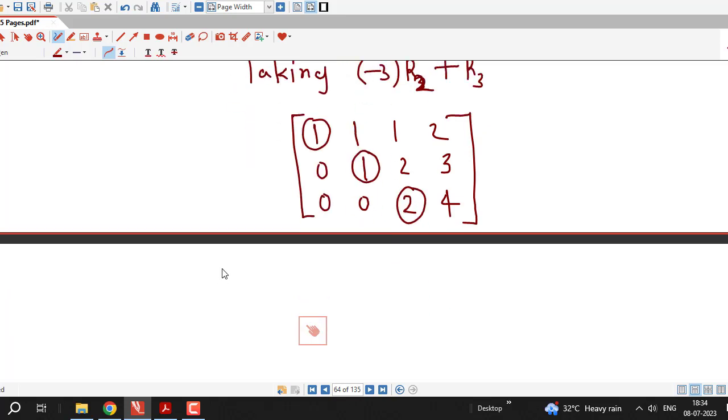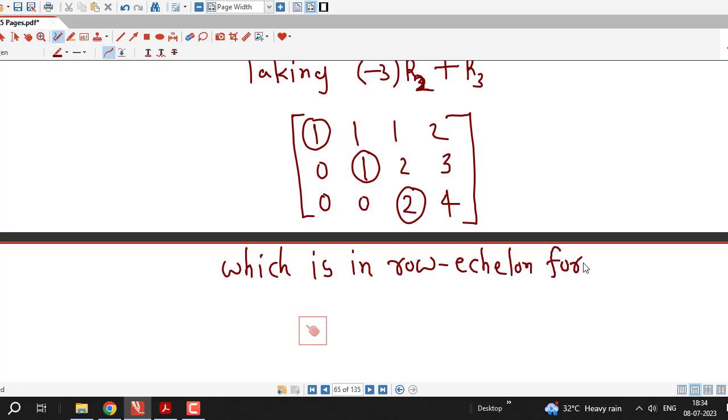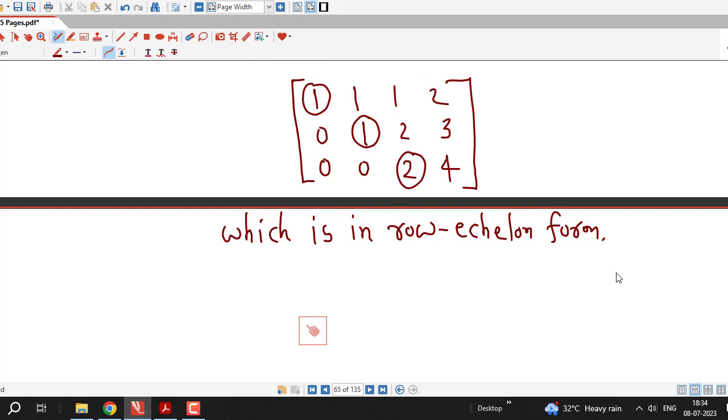If you are not familiar with row echelon form, you can watch my lecture on row echelon form, and I have also uploaded lectures on solving systems of linear equations in the course of Mathematics 1. Now this is in row echelon form, and once we convert our augmented matrix into row echelon form, we have to write down the system corresponding to it. That system is called the reduced system.